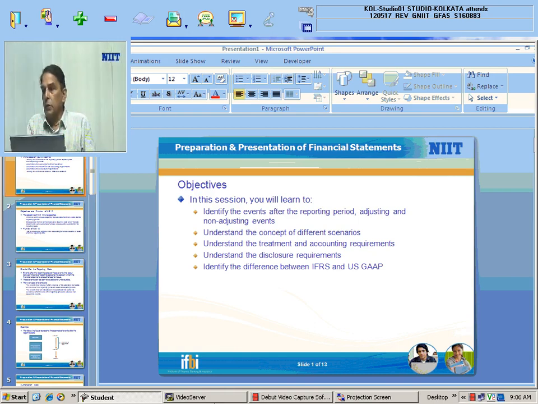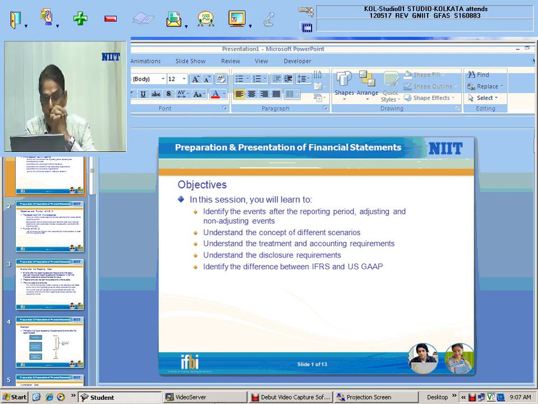So today we are going to first discuss events after the reporting period. We'll talk about adjusting events and non-adjusting events. We'll look at different scenarios, the treatment and accounting requirements under different scenarios, the disclosure requirements for events after the reporting date, and the difference between IFRS and US GAAP in this particular area.